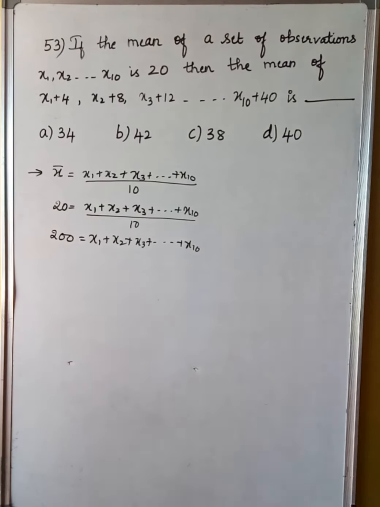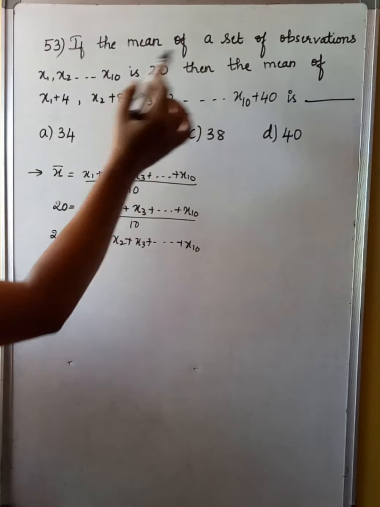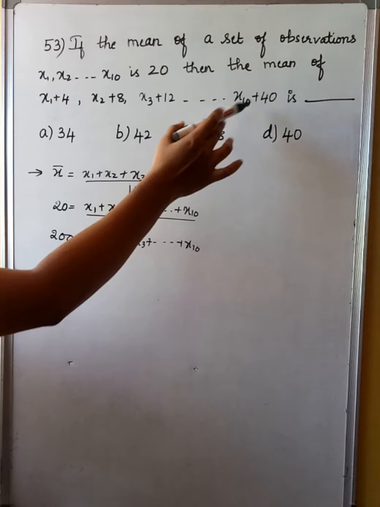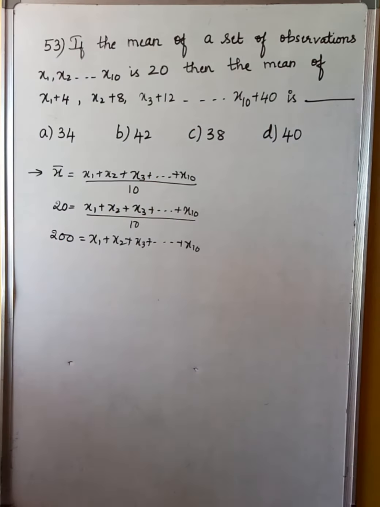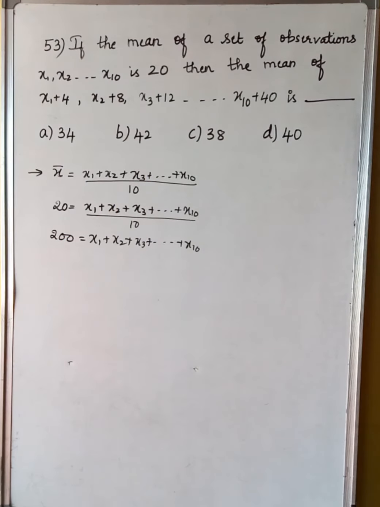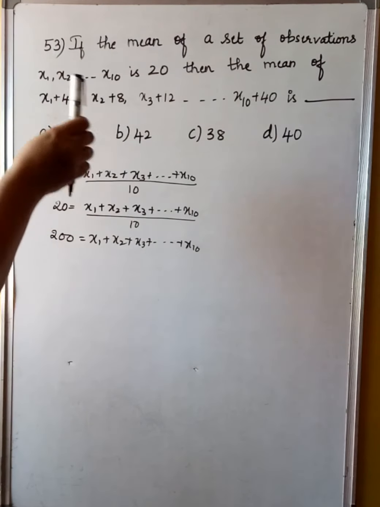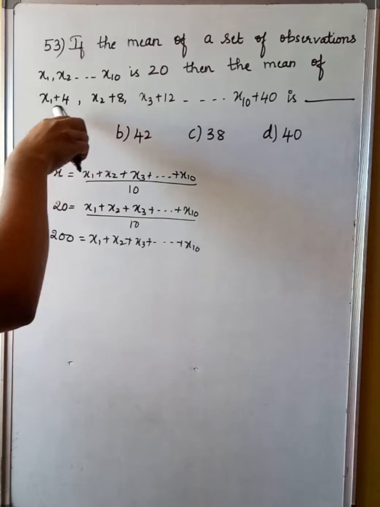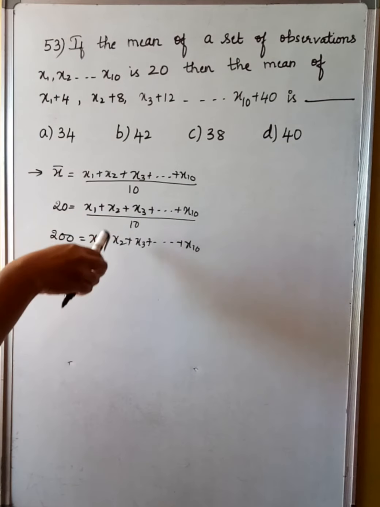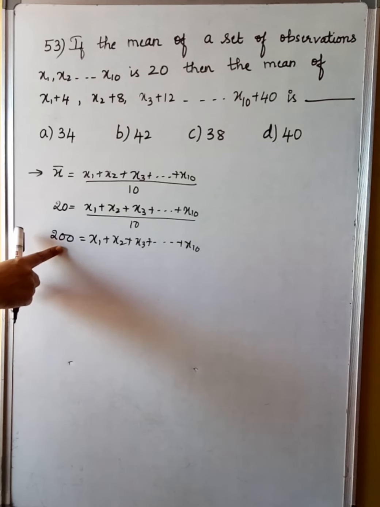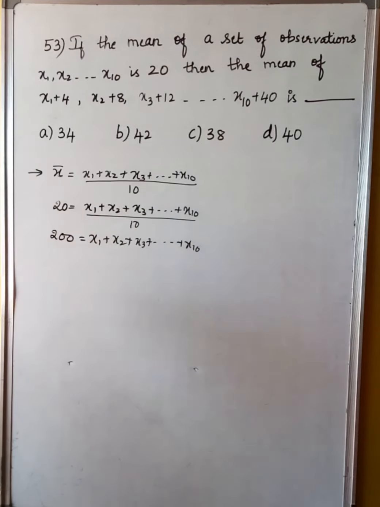Okay, students. Now, the next continuation is, then the mean of x1 plus 4, x2 plus 8, x3 plus 12, so on up till x10 plus 40 is. Now, here, can you just notice one thing? I have just simplified the previous observation, because if I simplify this again, I can substitute in place of x1, x2, x3, so on up till x10, their value as 200. Hope it is clear why I have simplified here. So now I'll be considering this observation.